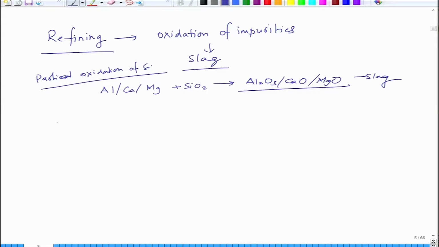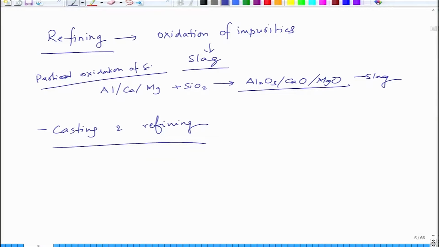And then you do casting and further refining. All right. So, it is a very tedious, energy intensive process. You have to go through multiple stages of refining, and that is why sand is cheap, but silicon is not.